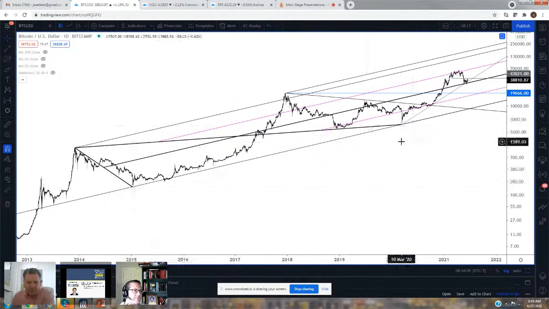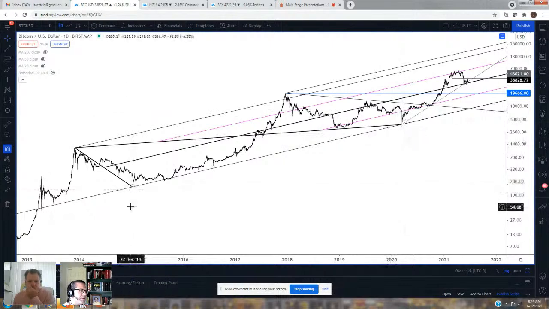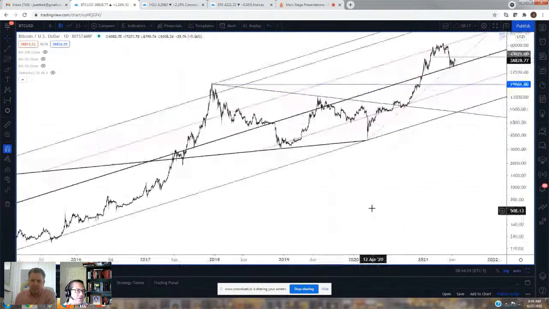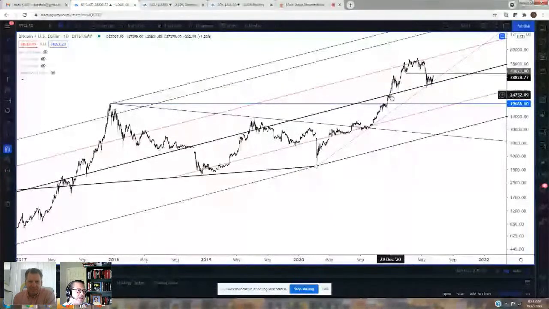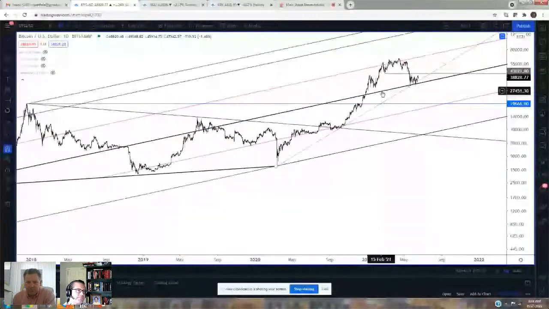One of the main ways I look at markets is through the prism of angles, which means channels and trend lines. In this case, we've got a channel going back to 2015, and we're extending it from this 2013 high. That same angle touches the low back here, touches the high here. But pay attention to the midpoints between that center line.